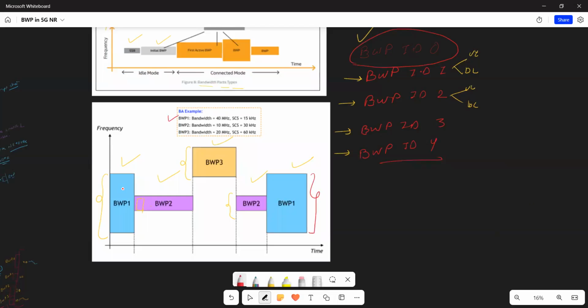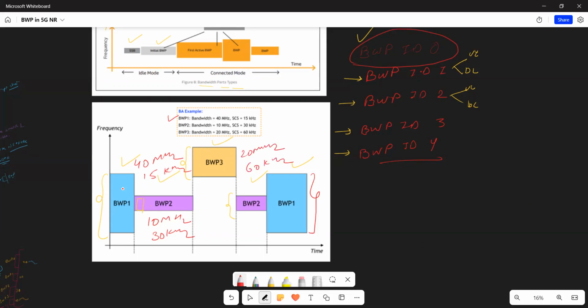BWP 1 is configured with bandwidth 40 megahertz and subcarrier spacing 15 kilohertz. BWP 2 is 10 megahertz and subcarrier spacing is 30 kilohertz. So you understand, here we have different subcarrier spacing, so the number of slots changes. For 15 kilohertz, one subframe has one slot. For 30 kilohertz, one subframe has two slots. BWP 3 is 20 megahertz and SCS is 60 kilohertz.